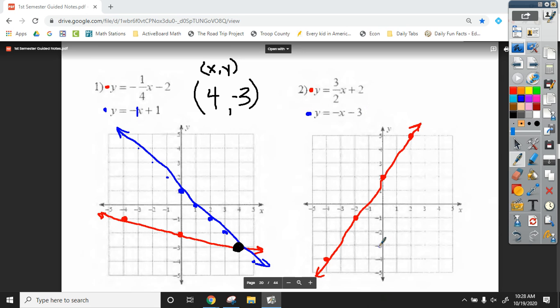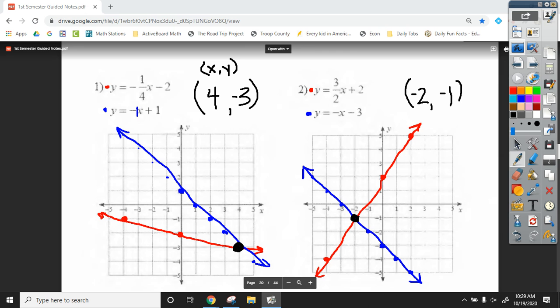Your next equation starts at negative 3. That's your y-intercept. And your slope is negative 1. So down 1, right 1. Up 1, left 1. Our solution is where they cross. So what's your x-coordinate? Negative 2, and your y?